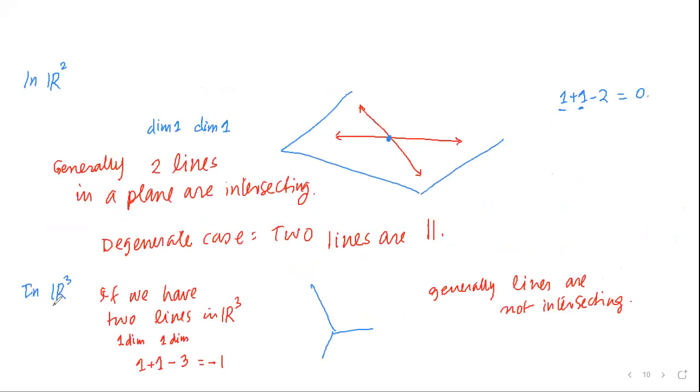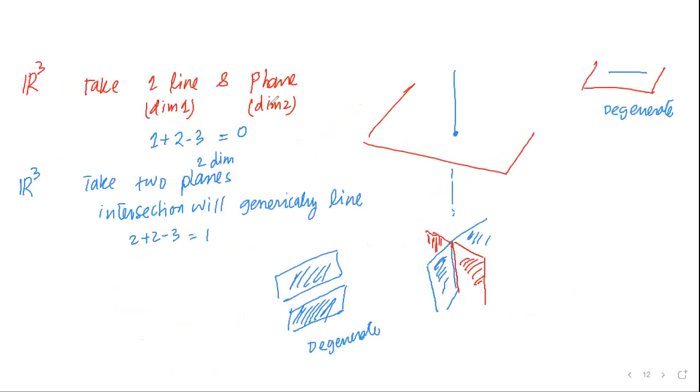Similarly, in R3 when you took two lines, both lines have dimension 1. So 1 plus 1 minus 3 is equal to minus 1. So you will get a negative number, which means the overflow is negative. There is no intersection. And when you take a one-dimensional line and a two-dimensional plane, it is 0, meaning you have a point. And similarly, when you have two planes, 2 plus 2, 4, minus 3, you will get 1, which means there is an intersection and it gives you a one-dimensional space. Okay?